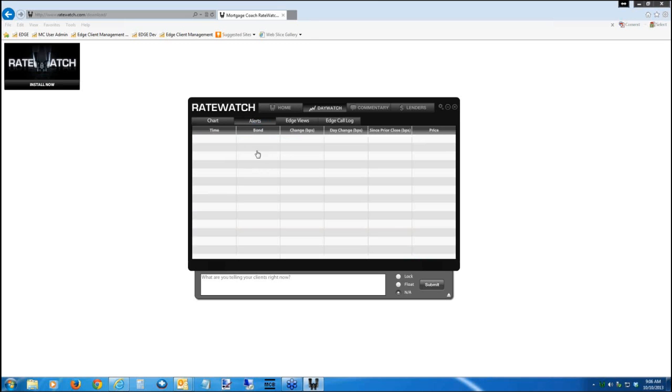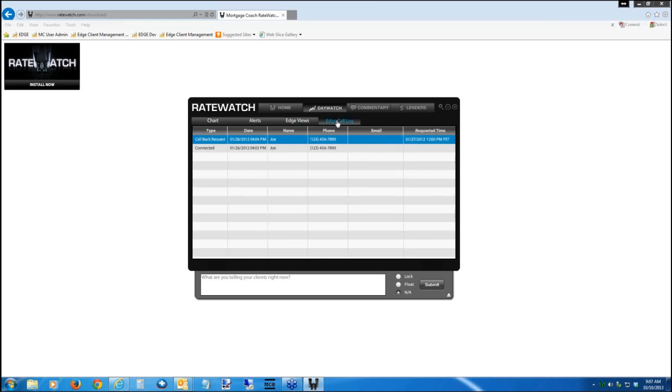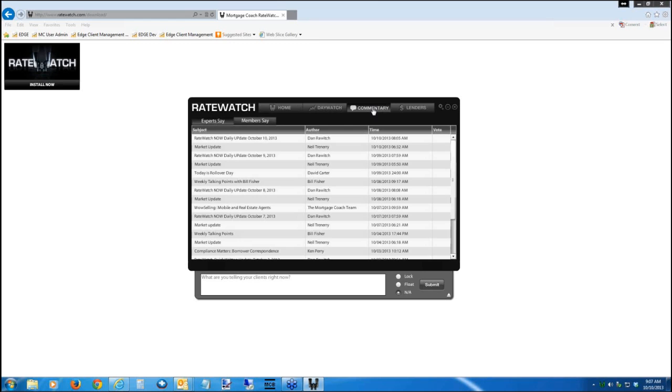Inside here, you can see the alerts that have been posted today. There hasn't been any yet. If you've had any edge views, it'll list your edge views here as well. And if you've had any click-to-call requests, it would list those in your RateWatch as well, so you can get back to those clients. Now, commentary, very, very important.